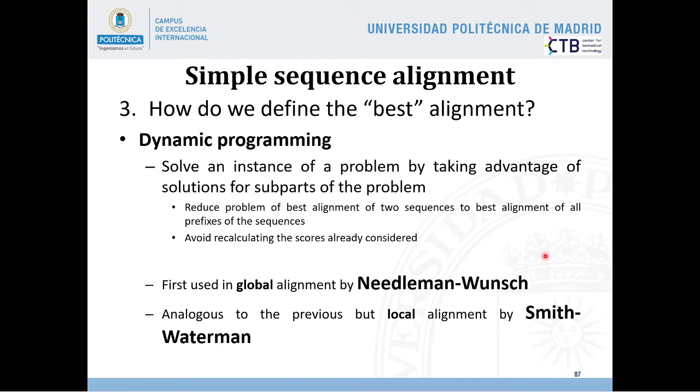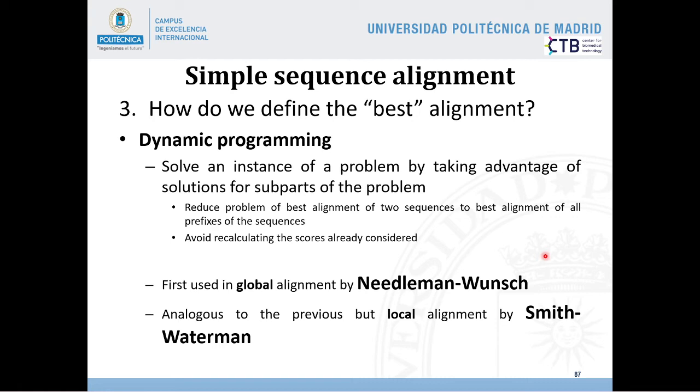This is normally used in dynamic programming, which I'm sure you know more about than I do. It solves an instance of a problem by taking advantage of the solutions of different subparts of that problem. So we can reduce the problem of finding the best alignment to finding the best alignment of all of the prefixes of a sequence. So we can avoid recalculating the scores already considered.